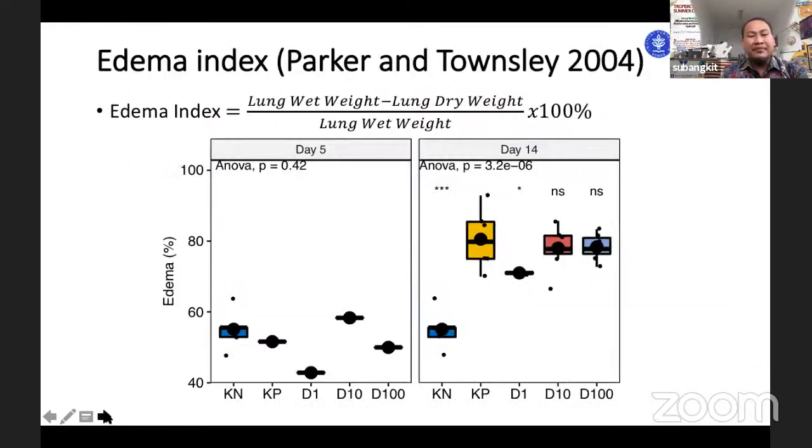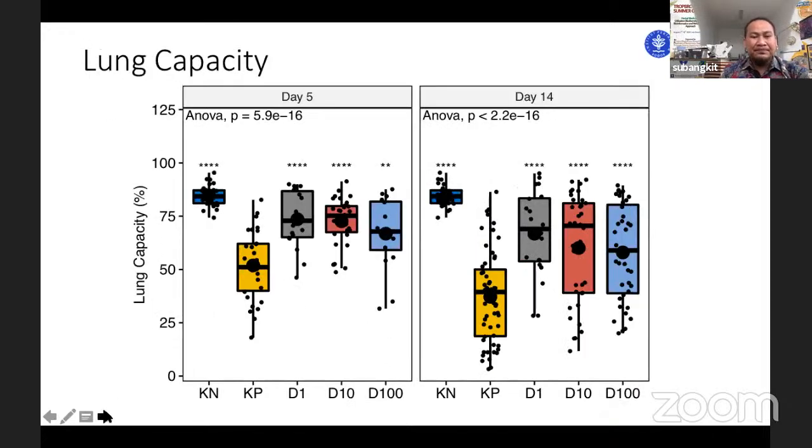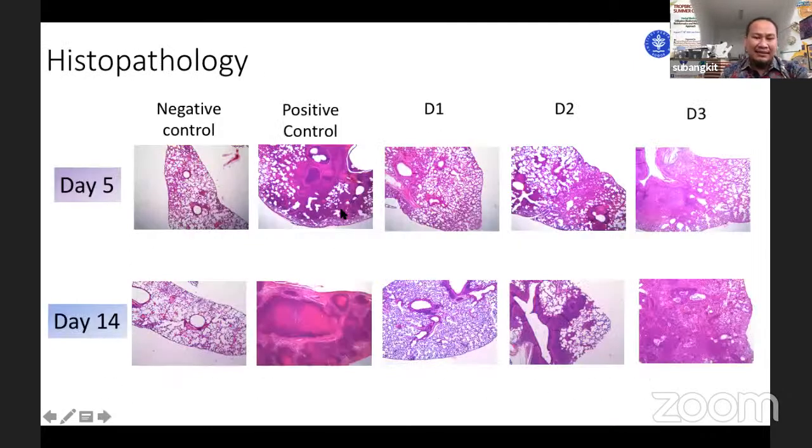And by this experiment, we can check the percent edema with this formula, which is already known, formulated by Parker and Townsley. So we can compare between control and treatment. And also lung capacity. Lung capacity we usually measure by histological analysis like this. Lung capacity means how much of the lung can receive air for breathing.